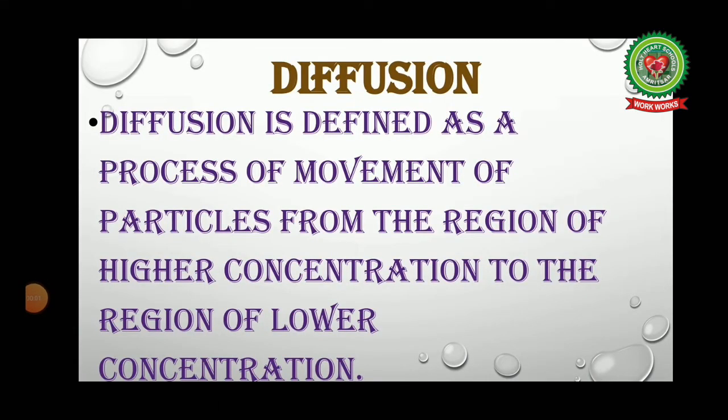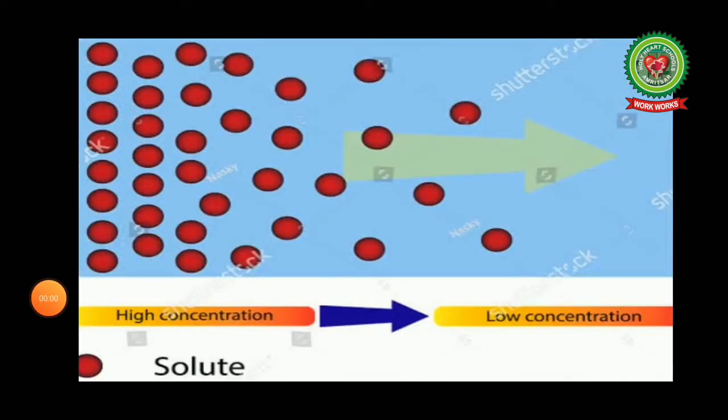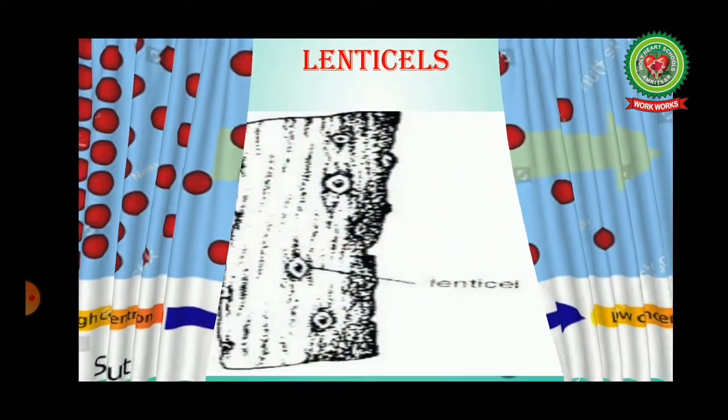Now, we know exchange of gases occurs in plants. This exchange occurs by a process called diffusion. Diffusion is defined as a process of movement of particles from the region of higher concentration to the region of lower concentration. Look at this diagram. This diagram is showing that particles are moving from high concentration to the region of low concentration. So now children, this exchange of gases in plants occurs through lenticels, stomata and intercellular spaces.